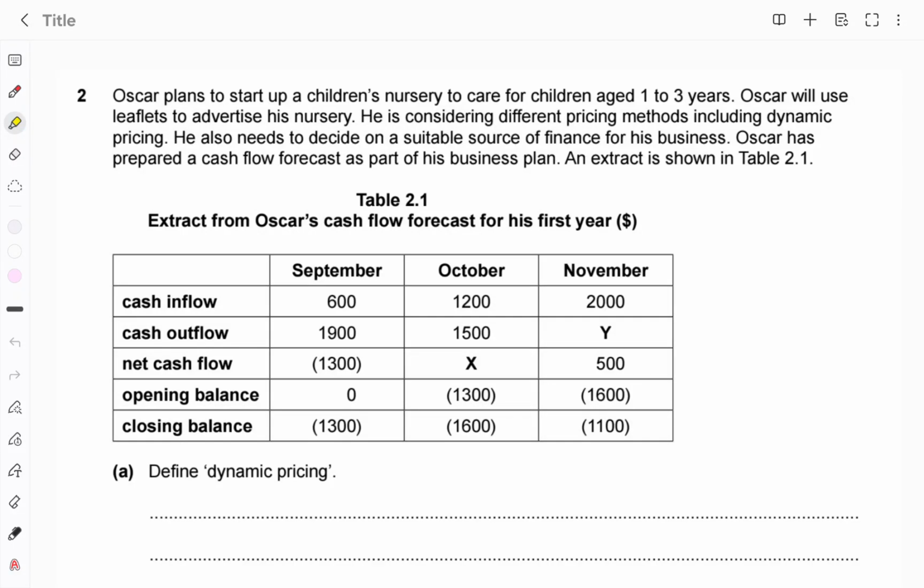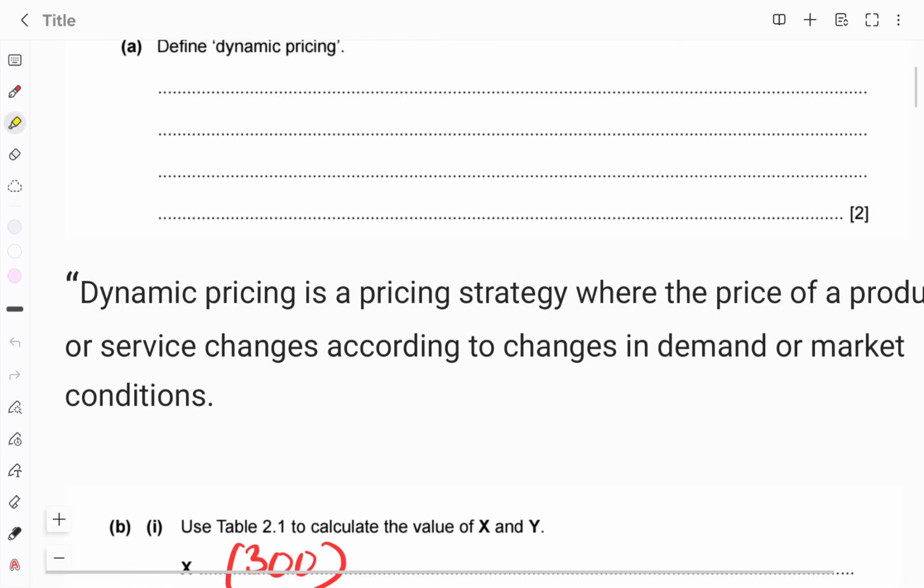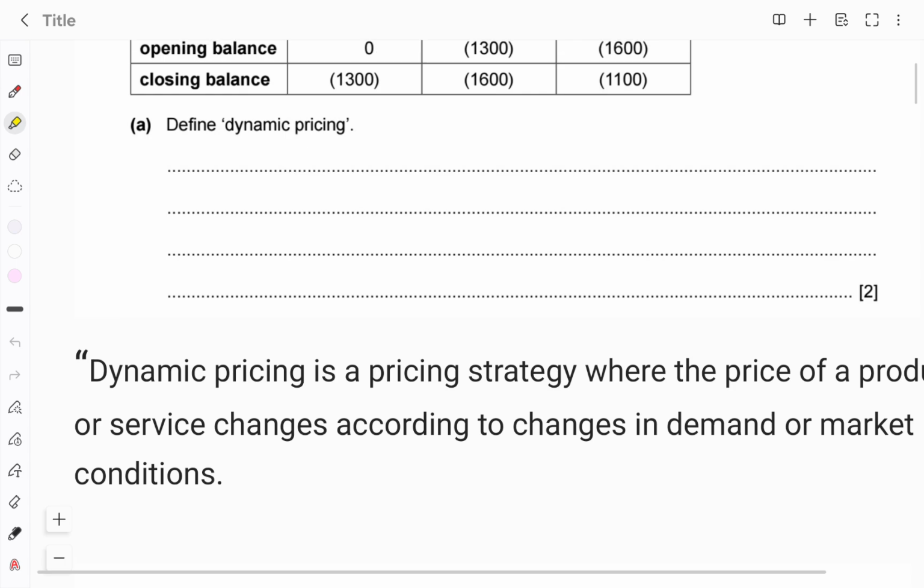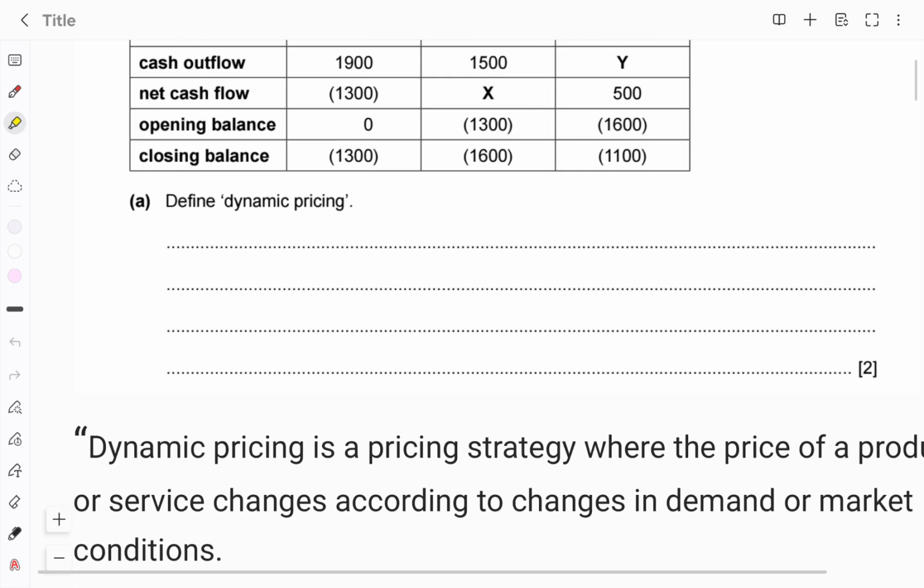In today's video, we are going to look at question 2 from the Cambridge IGCSE Business Studies 0774/01 question paper. This question is based on a business scenario about Oscar who plans to start a children's nursery for children aged 1 to 3 years. Question 2 covers different areas of business studies including pricing, cash flow, advertising and source of finance. So let's go through this question step by step and understand how to answer each part correctly.